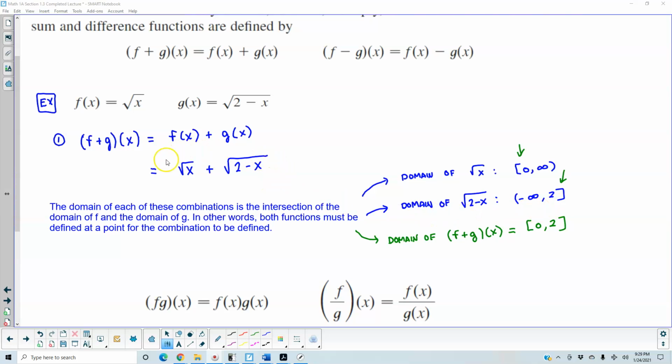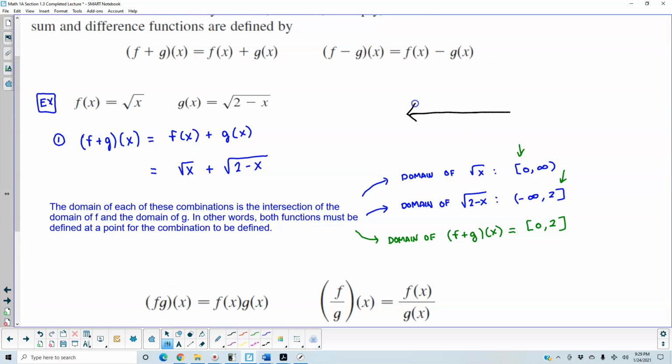So if we wanted to find the domain of this combination, meaning that once we find a domain of what we put together, well, the domain is going to be the intersection, meaning that it's going to cover everything from the bracket of 0 all the way to 2. So that would be the intersection. So what I mean by intersection is, let's take a look at the graph.